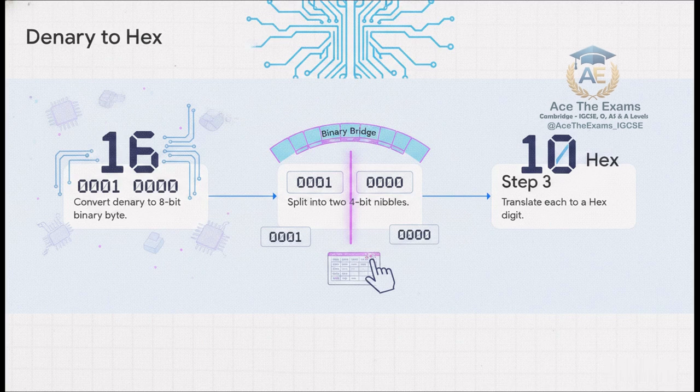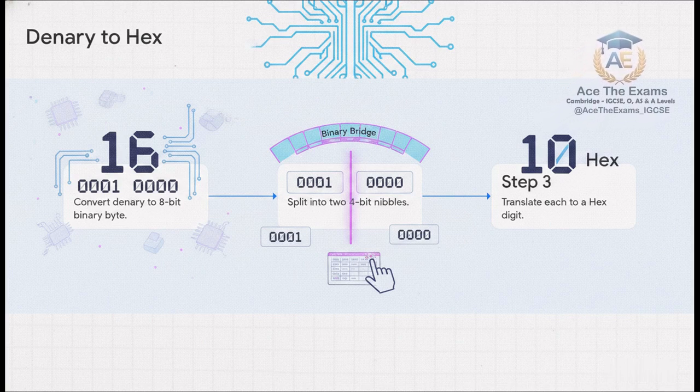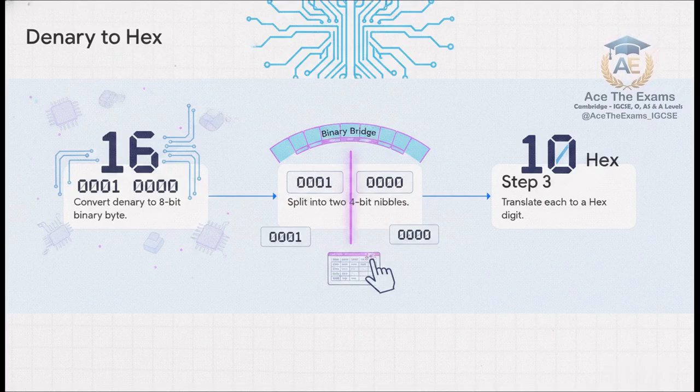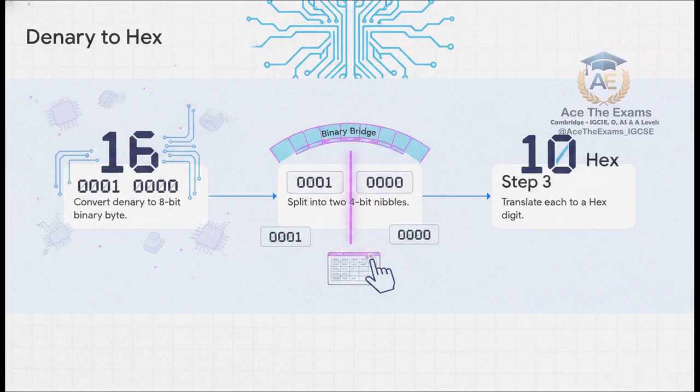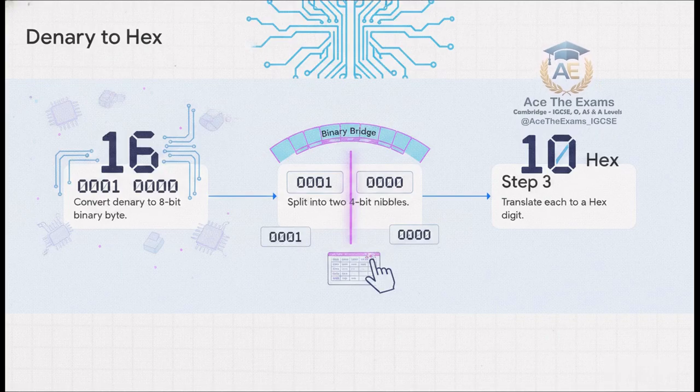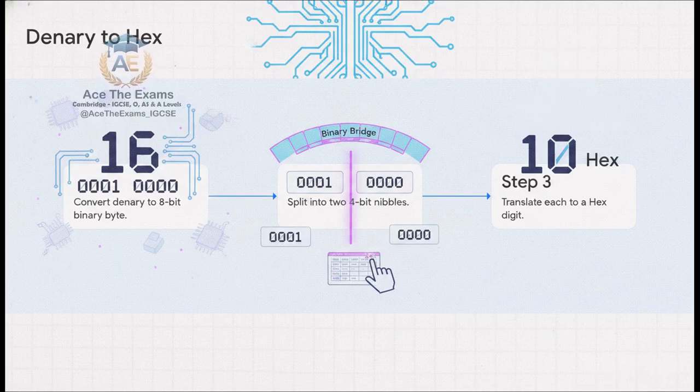00010000. Step 2, you split that 8-bit byte right down the middle into 2 4-bit nibbles. That gives us 0001 on one side and 0000 on the other. Finally, step 3, translate each nibble individually into a hex digit using our cheat sheet. The 0001 is a 1 in hex. The 0000 is a 0 in hex. Combine them and boom! Denary 16 beautifully becomes hexadecimal 10. See, you just crossed the binary bridge.